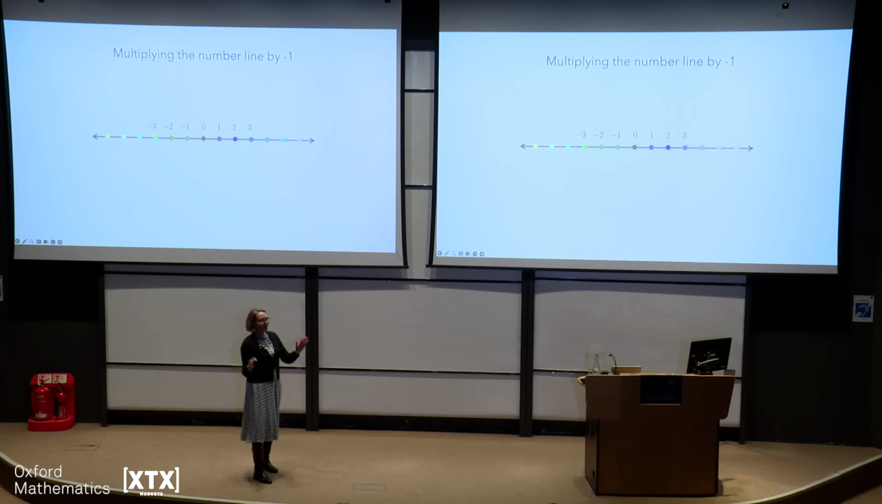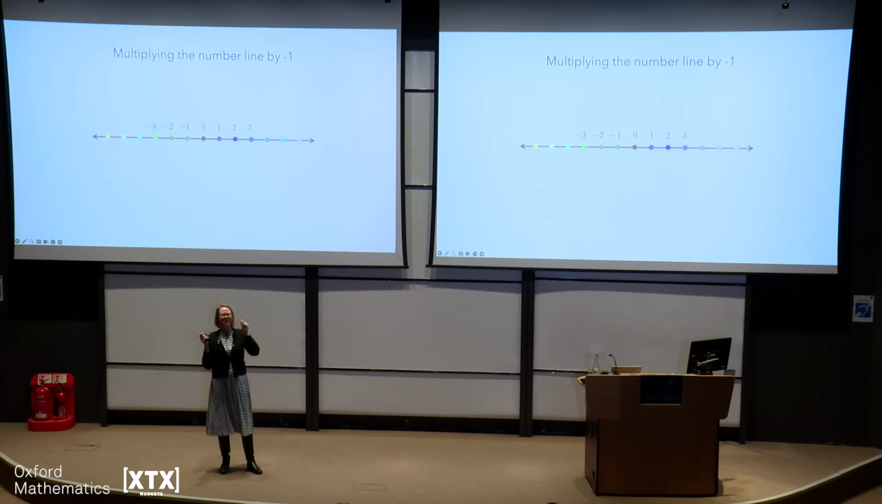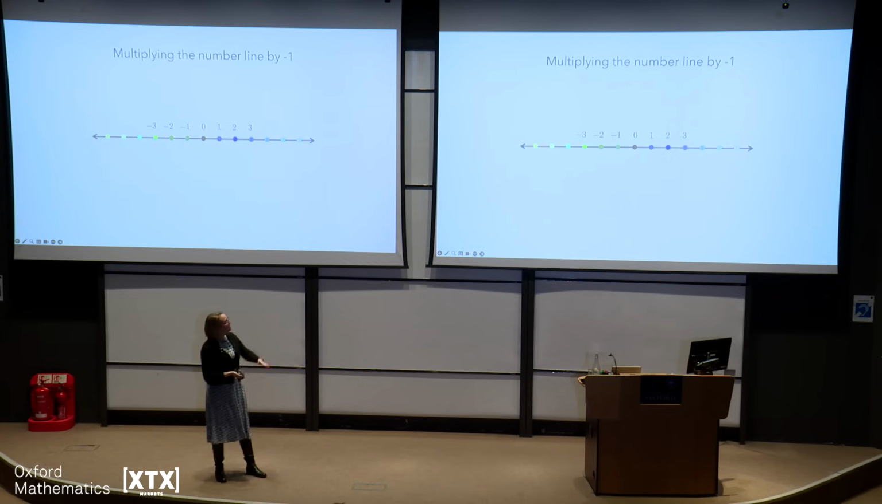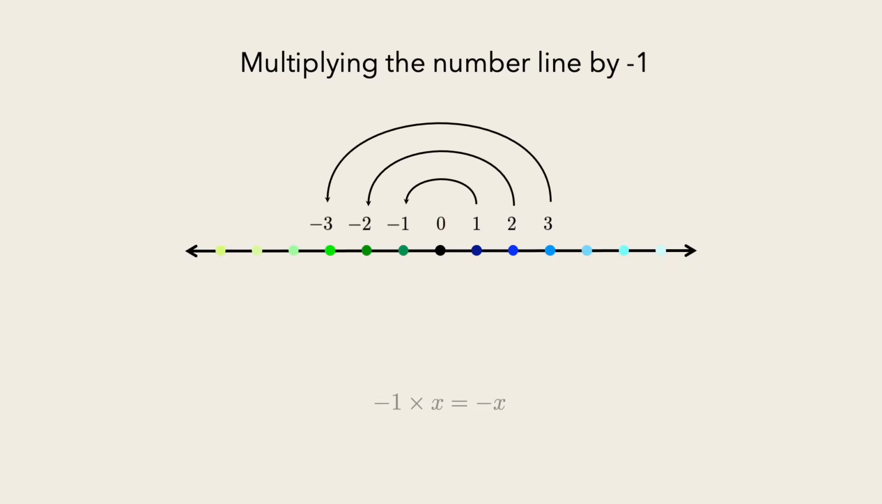Okay? But I don't want you to think about numbers. I don't want you to think like, okay, minus 1 times 3 is negative 3. I mean, you can think about that. It's not a bad thing to think about. But what I want you to think about is what's going on geometrically. So if I take this whole number line, multiply by negative 1, the only number that's going to be fixed is 0. And what's going to happen to everything else? It's going to flip, right?